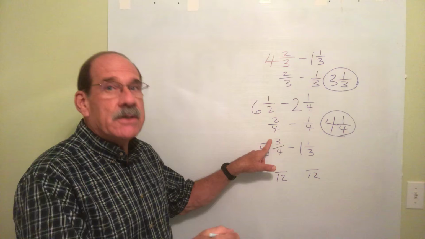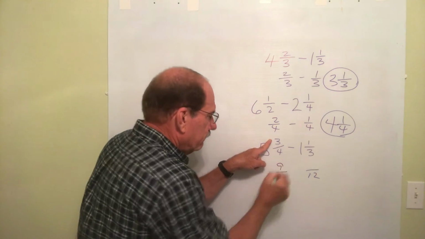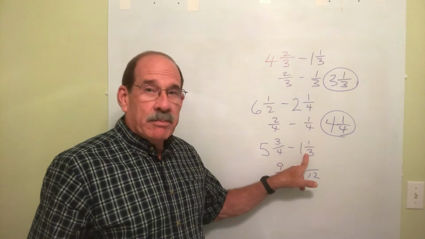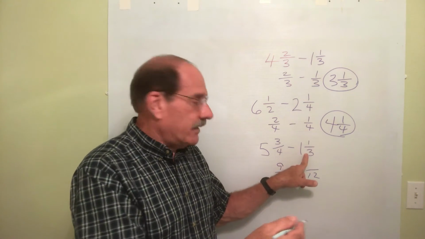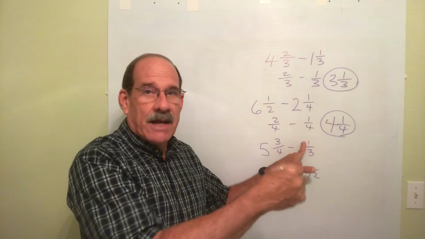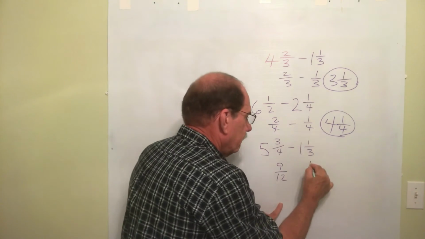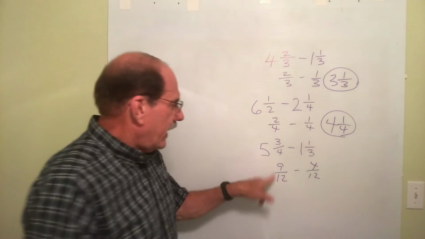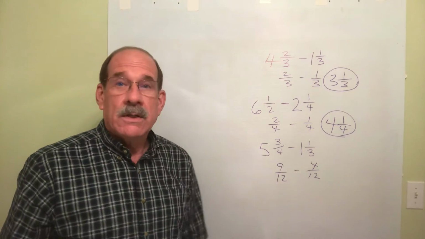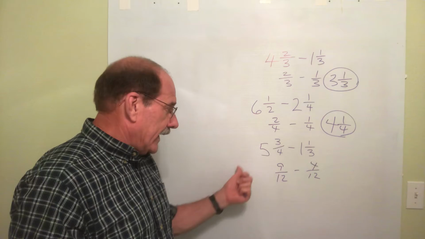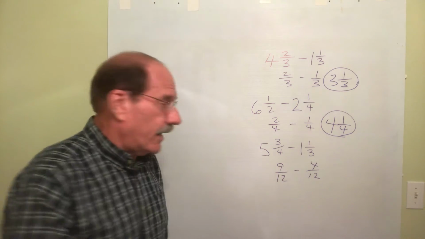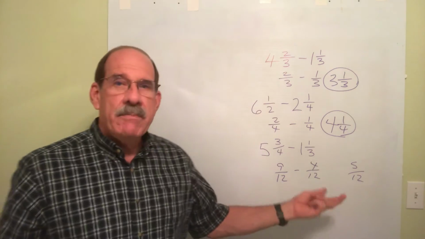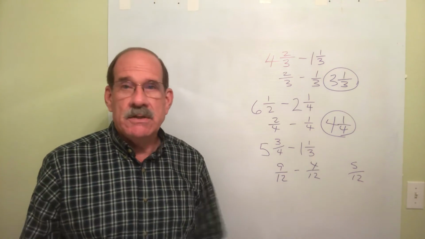So the top number, 3 times 3, that becomes 9. So 3/4 becomes 9/12. I must multiply the 3 times 4 to make that into a 12. So the top number times 4 also becomes 4. So that's a 4, by the way. Now it's 9/12 minus 4/12. 9 minus 4 is 5. Can that be reduced? Nope, looks good to me.